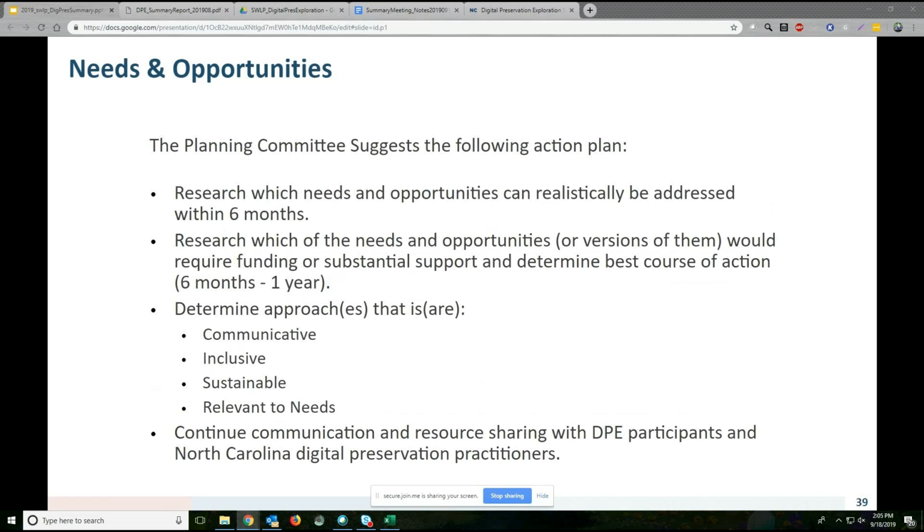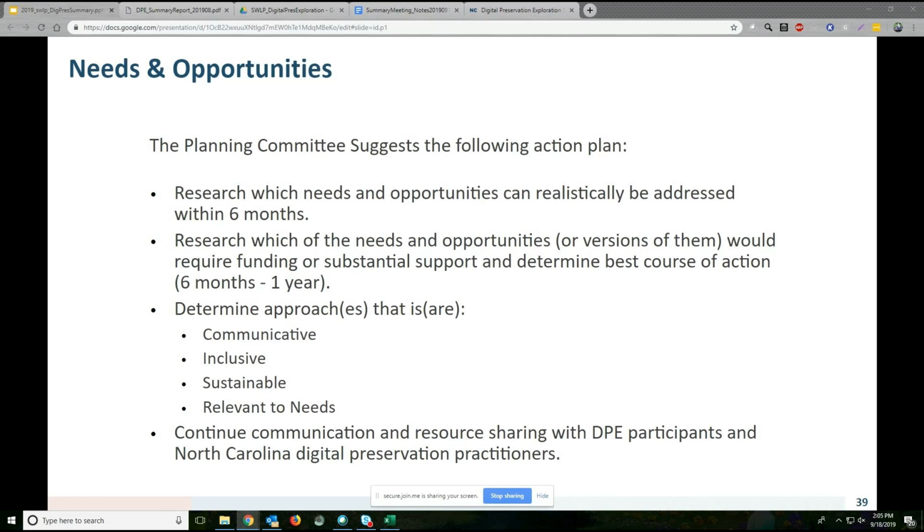Okay. So based on all of this, the Planning Committee has suggested an admittedly pretty vague action plan for moving forward. First and foremost, we know that research is needed on those needs and opportunities we just discussed, and which ones can be realistically addressed sooner rather than later. So what's realistic to do within the next 6 months, or within a 6-month period, within reason. And in addition to that, we want to research which of the needs and opportunities, or versions of them, would require funding or substantial support, and to determine a best course of action for those things 6 months to a year out.